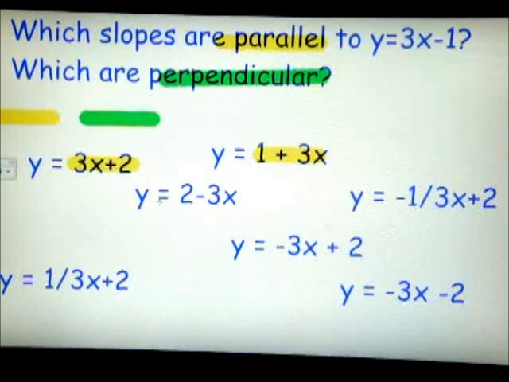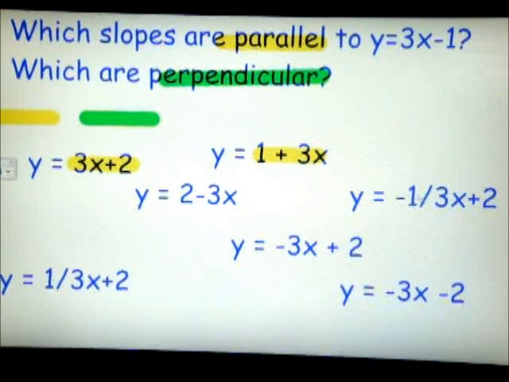For our next one, we have y equals 2 minus 3x. Now you need to be careful because it's not just a positive 3x, it's a negative 3x. So it's not parallel because it's not the same. And although it's opposite, it's not a flip of the original slope. So that one is neither.